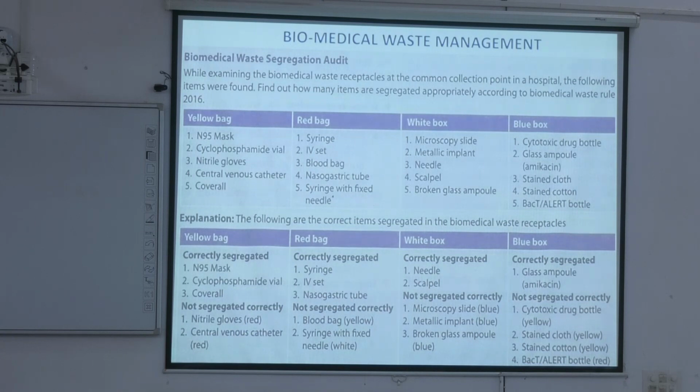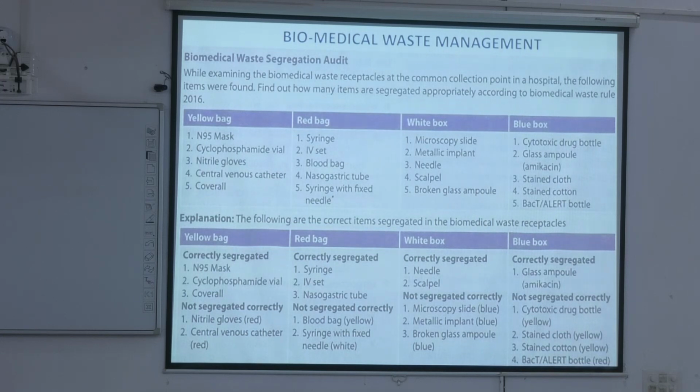Then white. Because sometimes we think that broken glass slides are sharp, we have to throw them in the white box, but we should not throw them in the white box. We have to keep them in the blue color container.